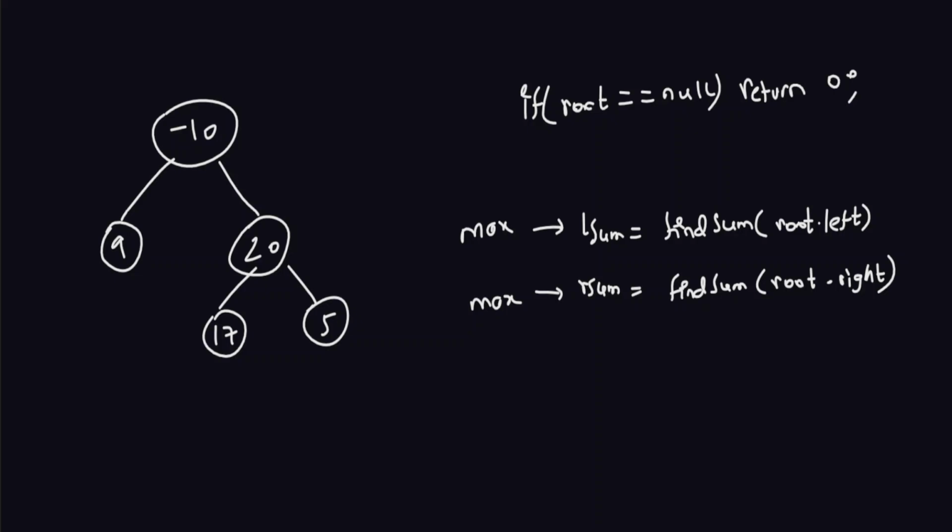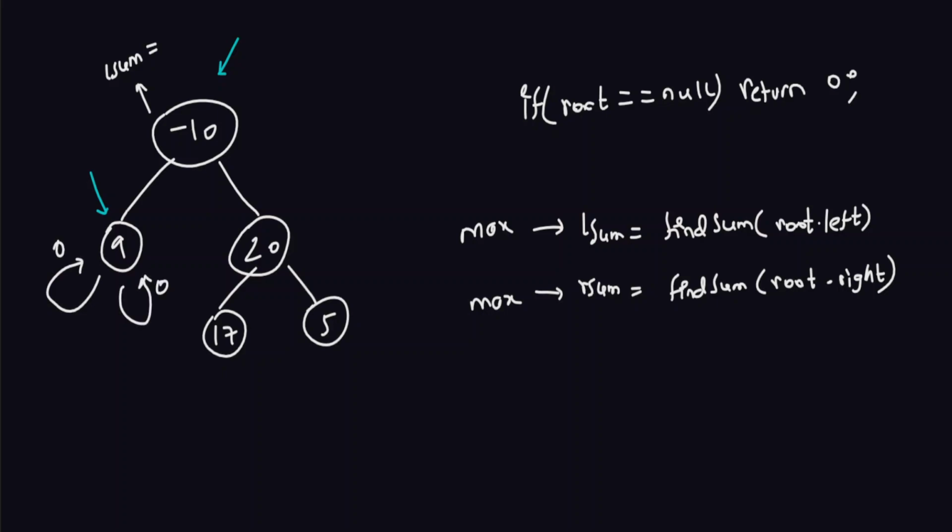So what I mean by that is, for example, I start from the root node -10. Then I will try to find the first left maximum sum. So I go to 9. So for example, I'm waiting for L sum to be calculated. So I've come to 9, and 9 is also going to calculate its L sum. It is going to go for null, obviously, because 9's left is null, so it is going to return 0. Then right also, it's going to return 0.